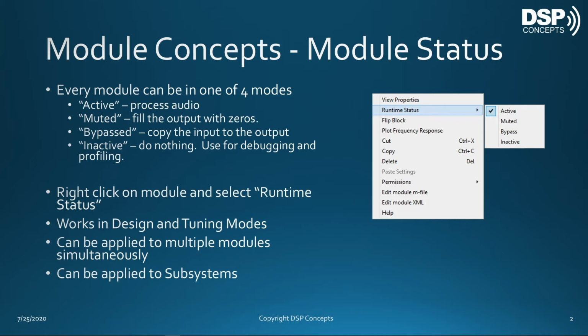To change the module status, you right-click on it, and then you select the desired status. This works both in design and tuning modes. You can select multiple modules, change the module status all at once, and it can even be applied to subsystems.